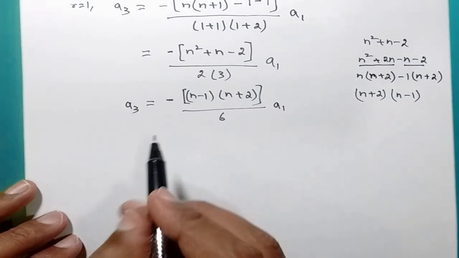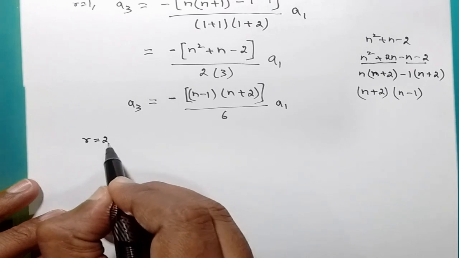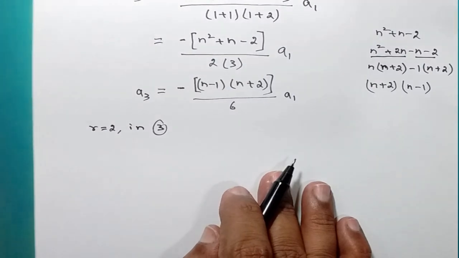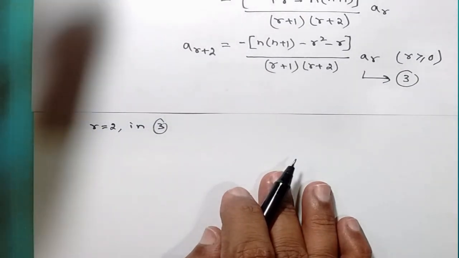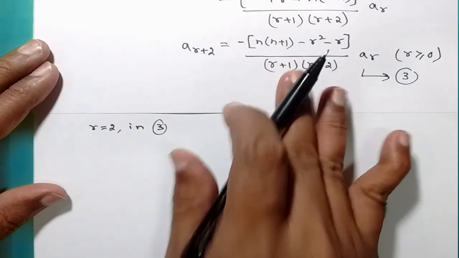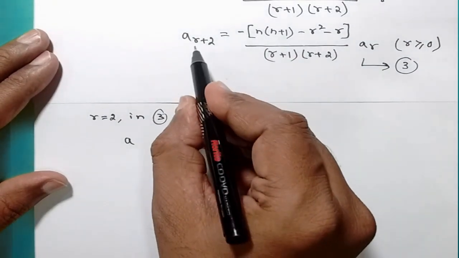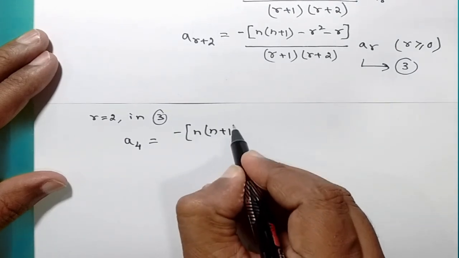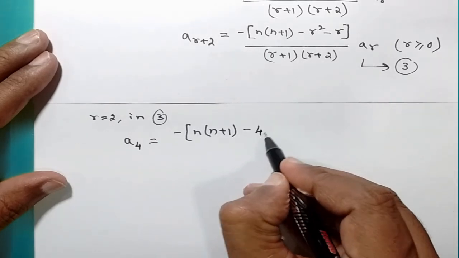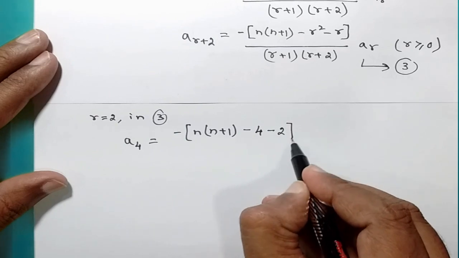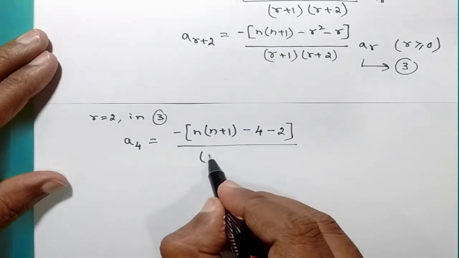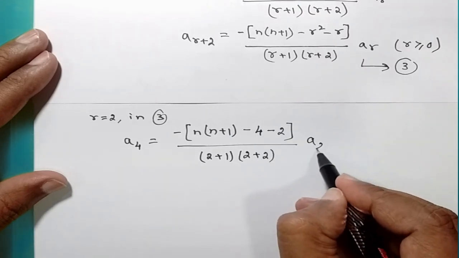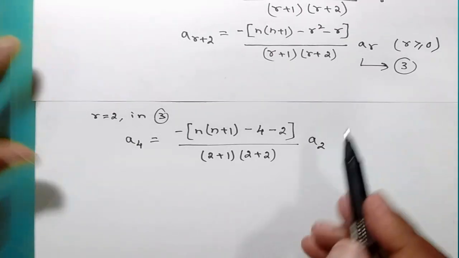Now we need to find the value of a4. Again, for a4 you take r equals 2 in equation number 3. So go back to that equation number 3. So this is your equation number 3, right? Here you put the value of r as 2. So 2 plus 2 will become 4 equals minus n into (n plus 1 minus r square), 2 square will be 4, minus r is 2, whole divided by the denominator: r is 2, so 2 plus 1, into r is 2, so 2 plus 2. Alright, so just plugged into equation number 3.